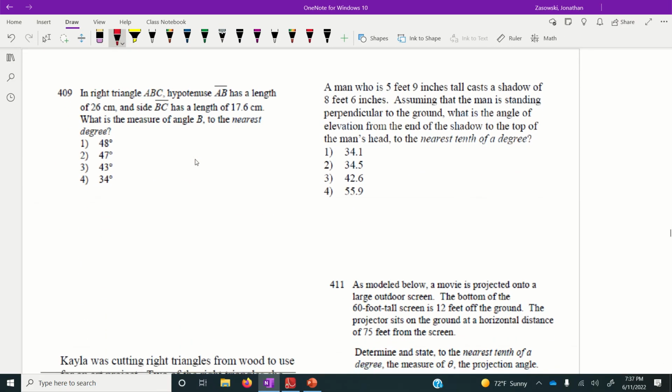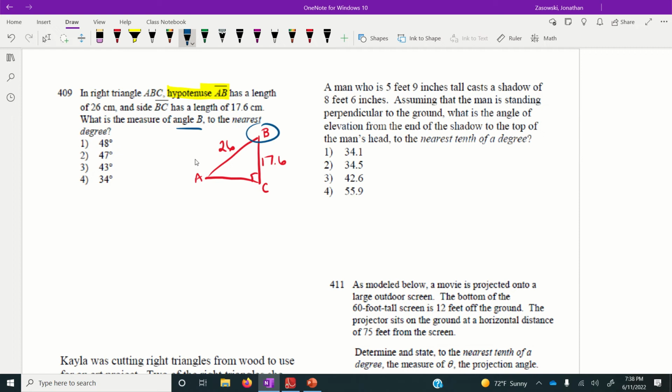Okay, 409. In a right triangle with hypotenuse AB, that means the right angle has to be C. So we can draw a picture: right angle C, hypotenuse AB. It doesn't necessarily matter which is which. Side BC has a length of 17.6, and the hypotenuse is 26. We want to find the measure of angle B to the nearest degree.